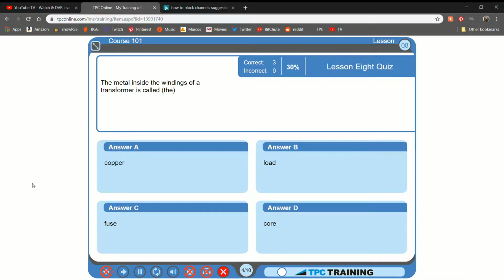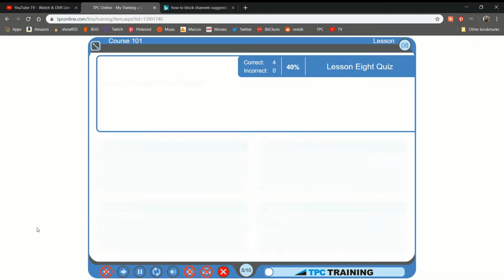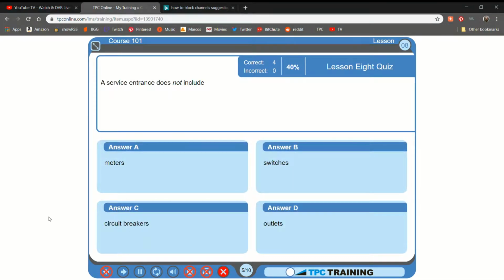The metal inside the windings of a transformer is called A. Copper. B. Load. That is correct. A service entrance does not include A. Meters. B. Switches. C. Circuit breakers. D. Outlets. That is correct.